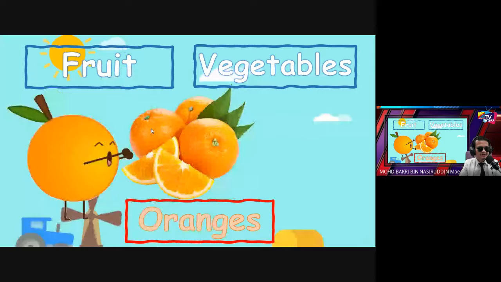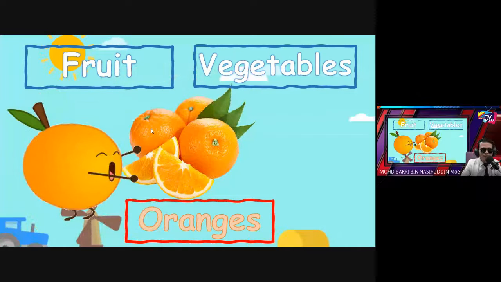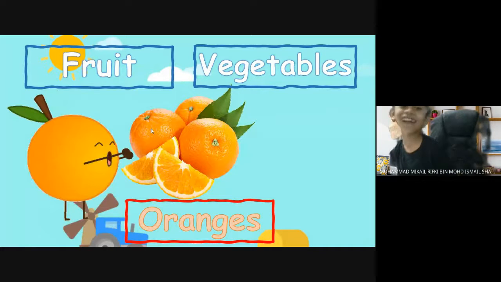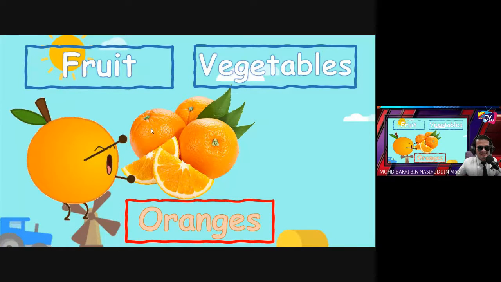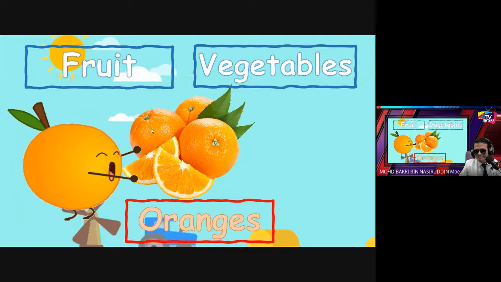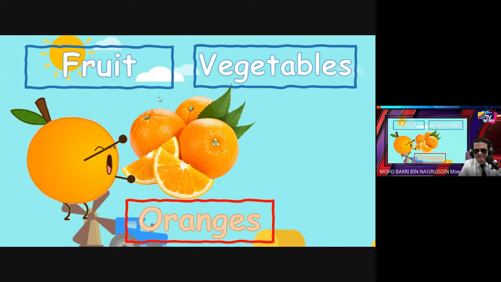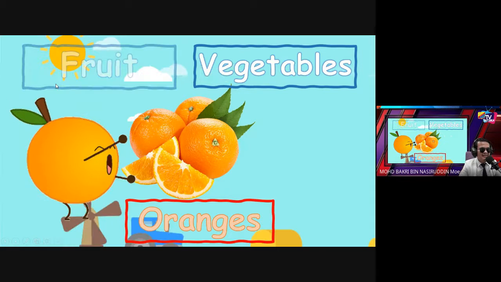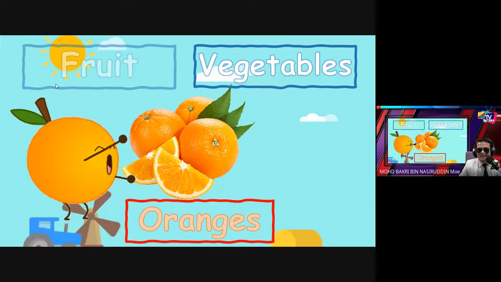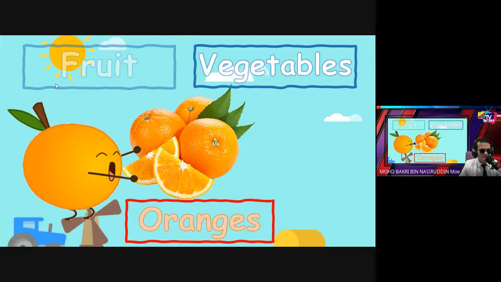Okay, now. Which one is easy? Fruit or vegetable? Fruit. Okay. Saya juga tanya. Alicia Anugrah Fitri, oranges, fruits or vegetable? Okay, very good. Let's find out. Yes, oranges is fruit. Okay, hari ni senang je.